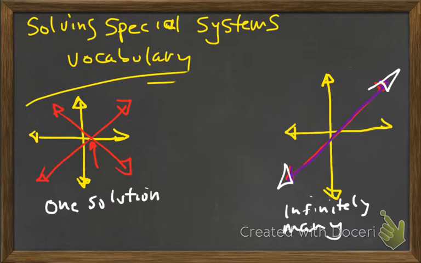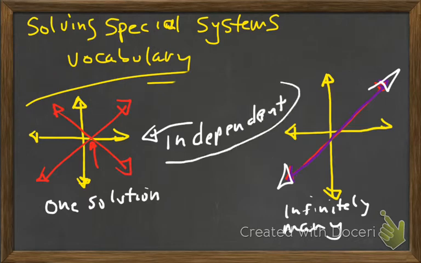But there's one other vocabulary. Consistent systems can either be independent or dependent. So an independent system is one that has exactly one solution. So this is called independent. And a dependent system has infinitely many solutions, the graph of which consists of two coincident or coinciding lines. So you have independent and then dependent.